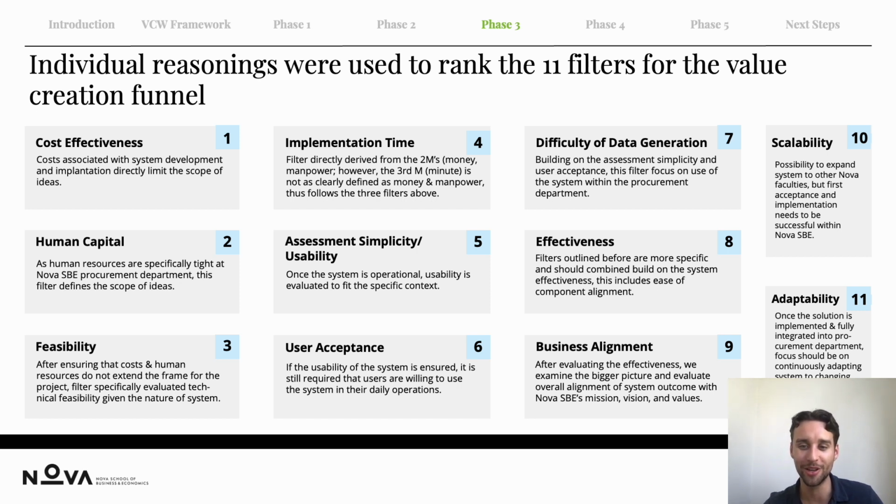And now let's also have a look at our other example, scalability 10, which describes that the filter was ranked when we have the possibility to expand the system to other Nova faculties, but first acceptance and implementation needs to be successful within Nova SBE. That's why human capital is more important to us and was ranked with 2, and scalability was ranked with 10. And you can now have a look into the other ones in more detail if you want to as well.